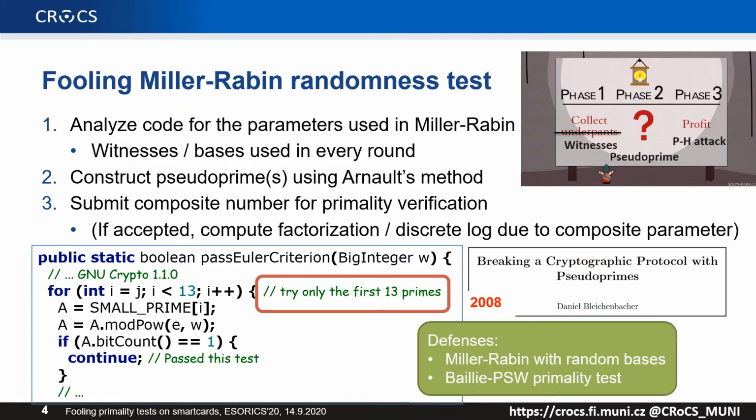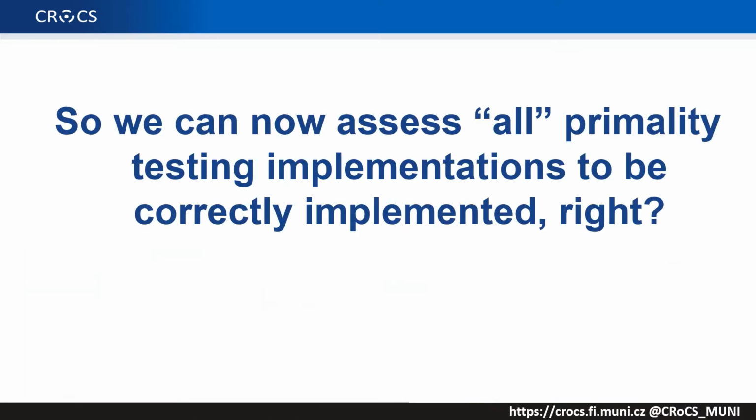There are some differences, well known. Miller-Rabin as such is not bad. It just needs to be used and implemented properly. So if you implement it with random bases, then you are fine, very likely. And there are also other primality tests like Baillie-PSW. So we know both the problem as well as how to fix it. So the question is, is there anything more to research here?